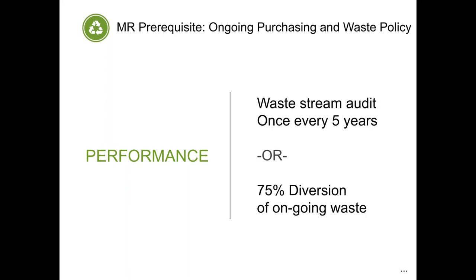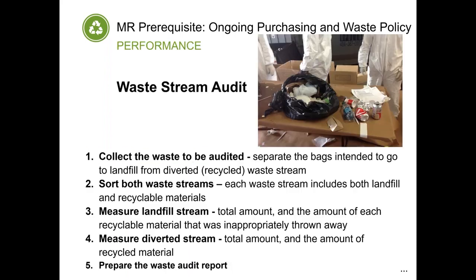And for the performance component of this prerequisite, here are your two options: the waste stream audit every 5 years, or the 75% diversion of ongoing waste. So here is the first overview of a waste stream audit. Those of you who have done LEED for Existing Building certification at your building may have participated in the waste stream audit. I can say it's very enlightening to participate and see how this works out.